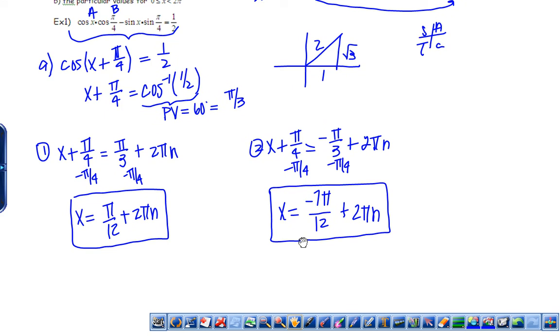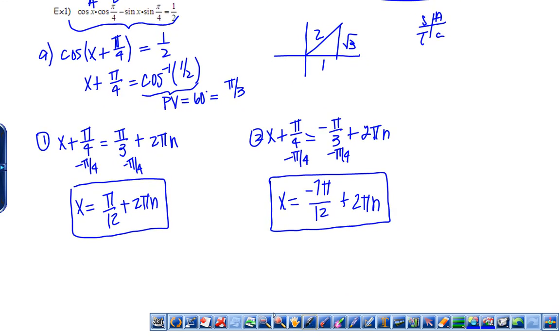Then for part B, it tells me that I need to find some values. Oh, whoops, this is part B. I need to find values that fall between 0 and 2 pi. So go ahead and find common denominators here. If you want to rewrite this, that would be the easiest. So pi over 12 plus 24 pi over 12, and this is your n value, and then this is negative 7 pi over 12 plus 24 pi over 12, and this is your n value.